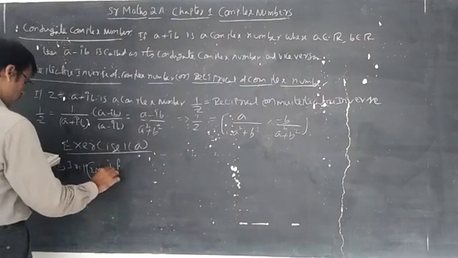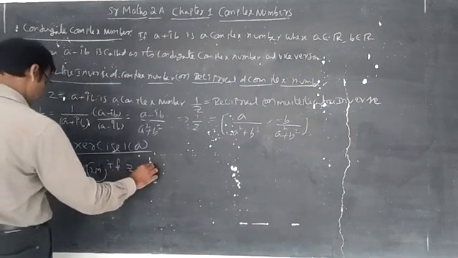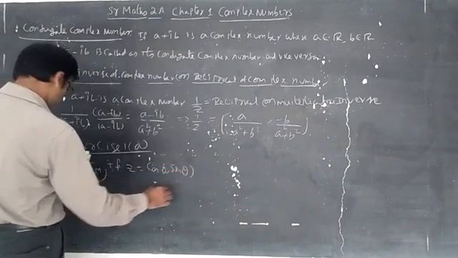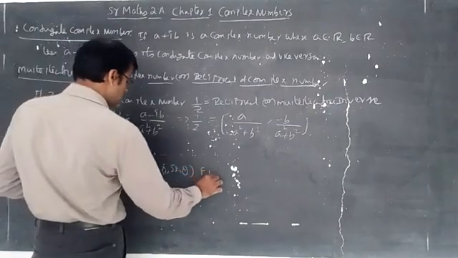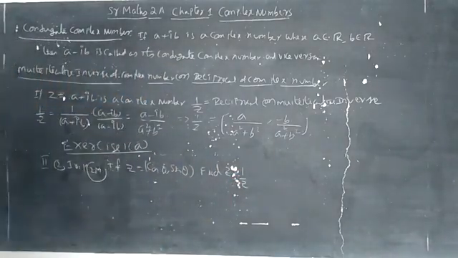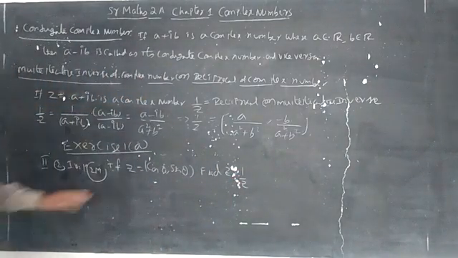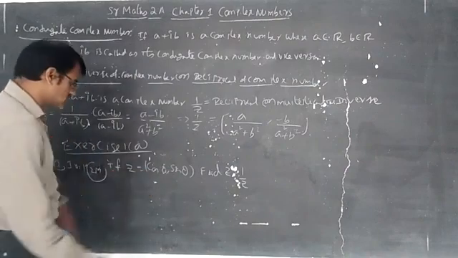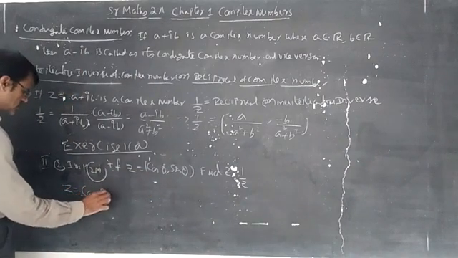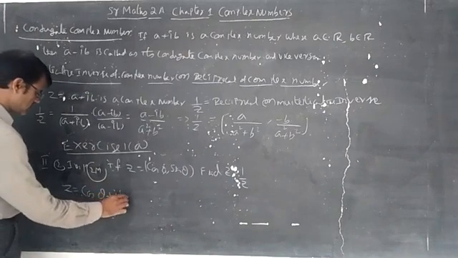If z is equal to (cos theta, sin theta), find z minus 1 by z. Whenever you put brackets like this, you can understand that z is equal to cos theta plus i sin theta.